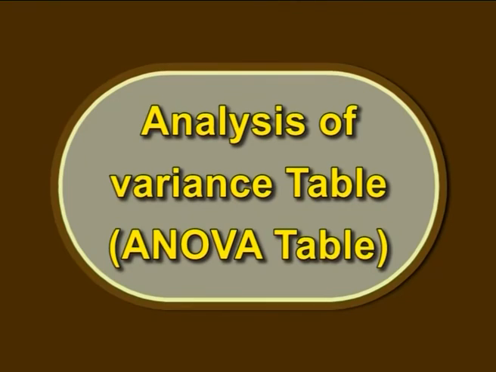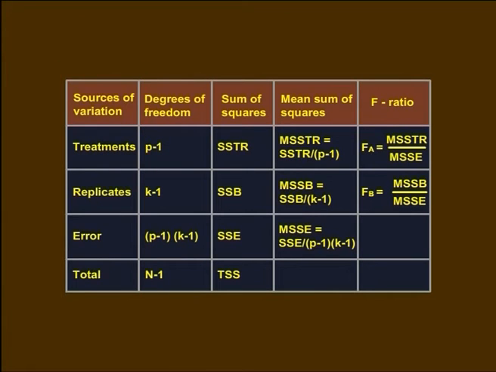Equation 8 is the test statistic to test HA, that is, no differences in treatment means. Equation 9 is the test statistic to test HB, that is, no differences in group means. The entire procedure can now be explained in table form, called the analysis of variance table or ANOVA table. The first column explains the sources of variation, the second column explains the degrees of freedom, the third column explains the sum of squares, the fourth column explains the mean sum of squares, and the last column gives the F ratio.